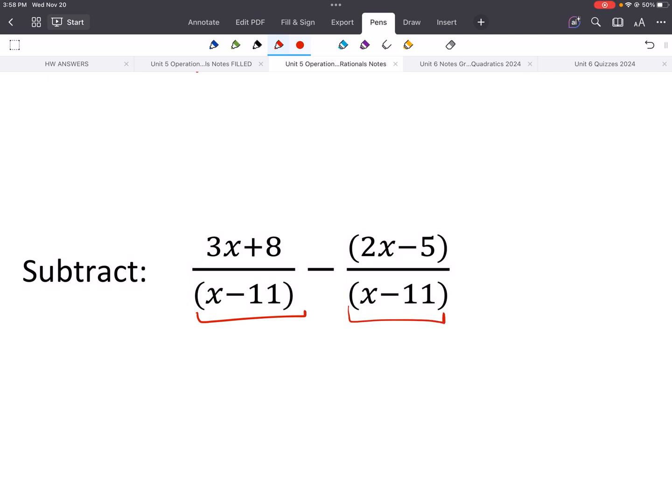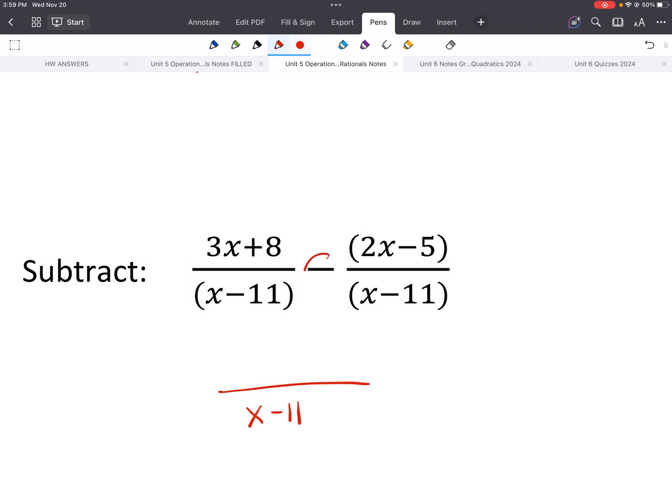Again, probably before that, we'd want to see if there's anything to factor. And there's nothing to factor. So we will just combine like terms. So really, we have x minus 11 on bottom.